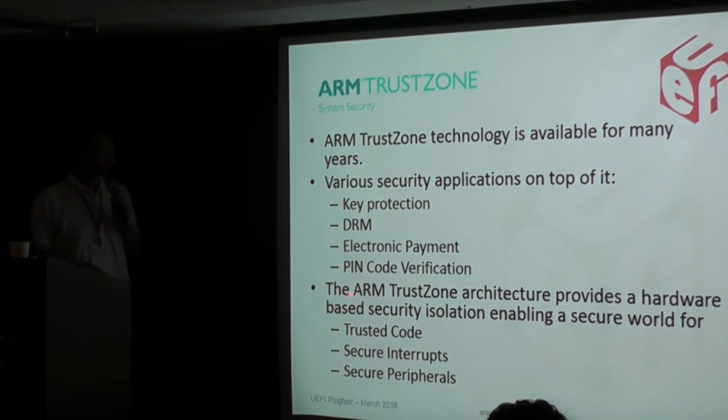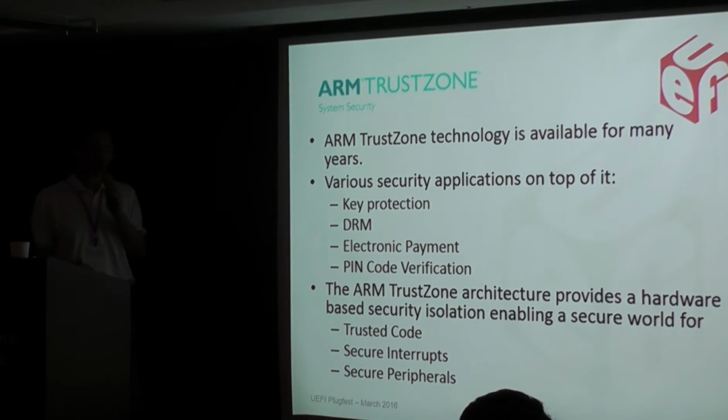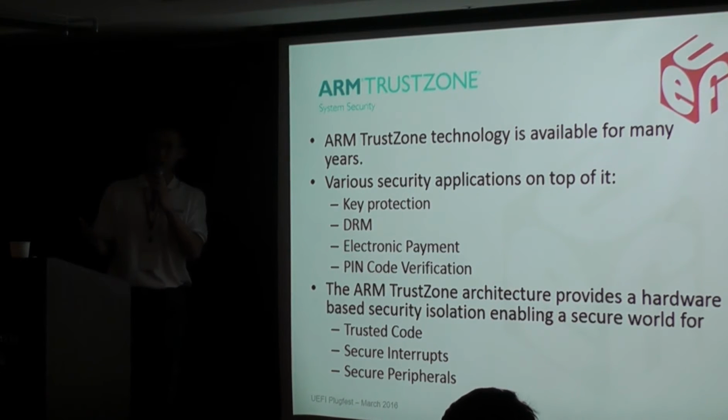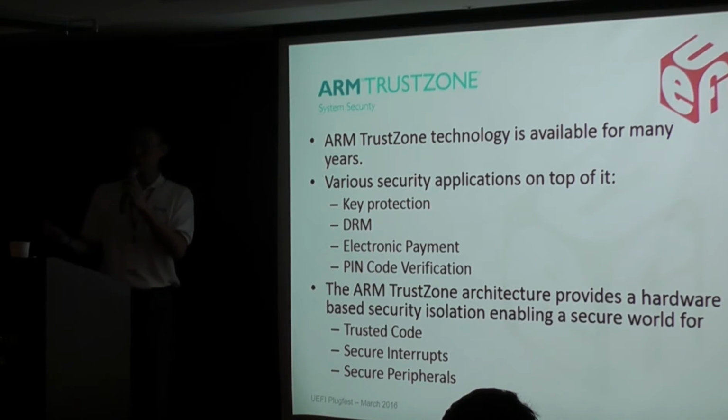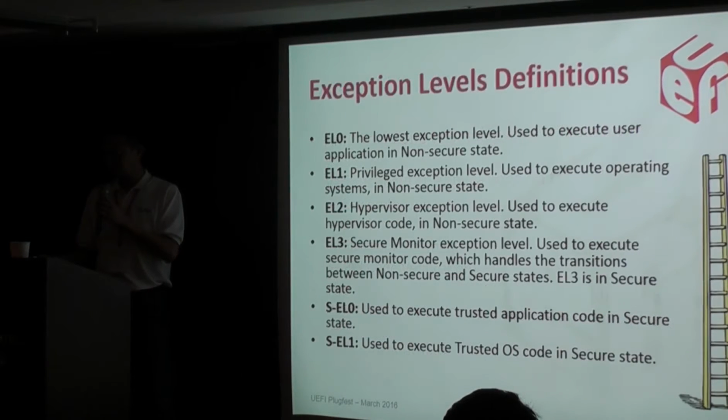ARM TrustZone is mainly hardware-based security logic. This means you can have your software implementation in the secure area, secure memory. It can also have secure interrupts and secure peripheral implementation. A secure peripheral is a peripheral only available in TrustZone, in the secure world. I will further explain the secure world and the normal world for ARM TrustZone.